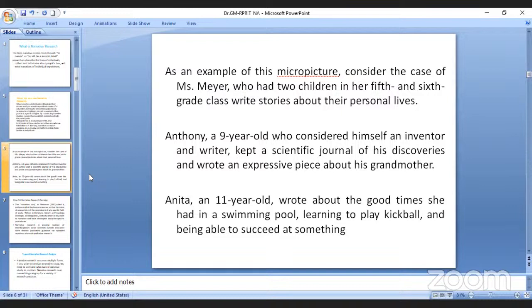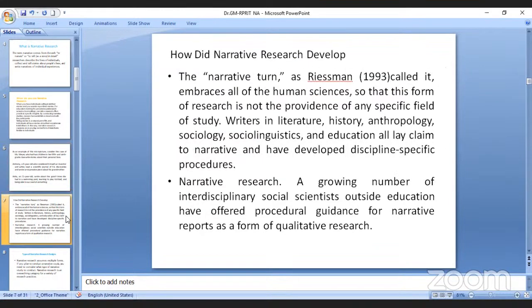But this is about 3 examples of narrative stories, narrative research. The first one is a 6th class student. The second one, a 9-year-old. Then the third one is an 11-year-old who wrote about the good times she had in a swimming pool, learning to play kickball, and being able to succeed at something. These are some examples. Then how did narrative research develop?